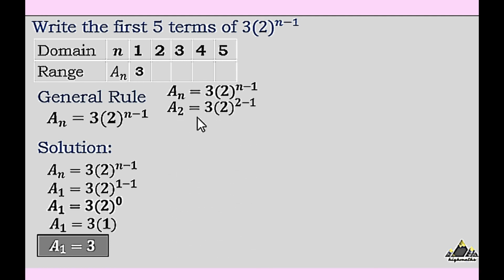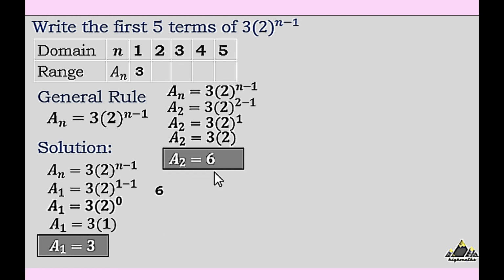Solving for our second term, substituting 2 to the variable n, we have a sub 2 equals 3 times 2 raised to the power of 2 minus 1. Solving 2 minus 1, we have 1. Solving power of 1, we have 2. Solving 3 times 2, we have 6. Our second term is 6.